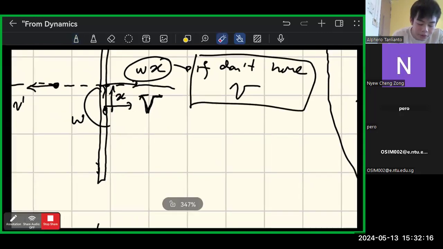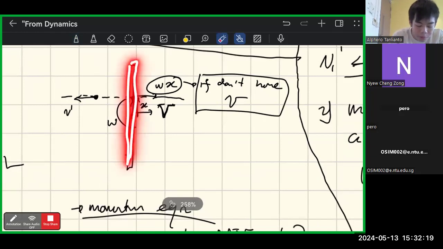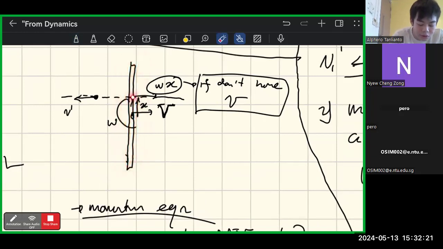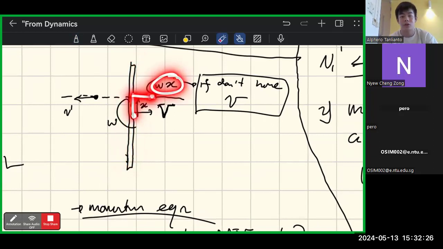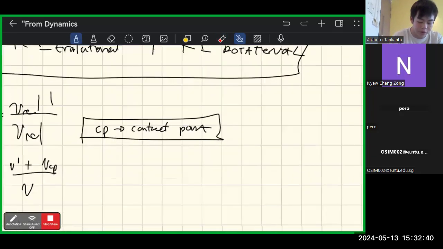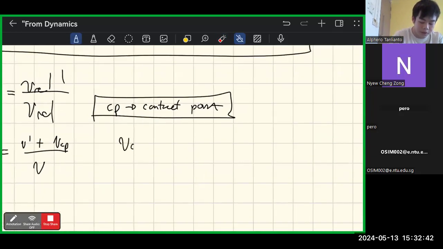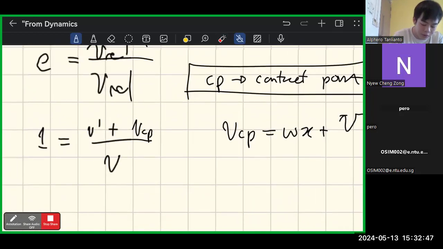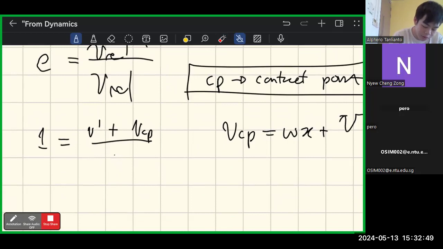If you have an omega and a point is x distance away from the center, of course the velocity is omega x. It's omega r. It's the non-slip condition that I mentioned before. But because it also has the velocity V, it moves with omega x added to the center of mass velocity, which is omega x plus V. So the contact point velocity, v_cp, is omega x plus big V. This is the small v, I have to say.